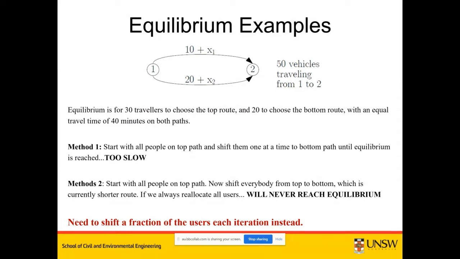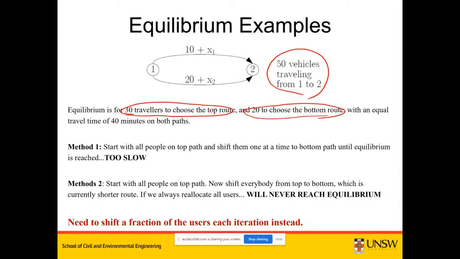We have 2 links or 2 paths. 50 vehicles are going from 1 to 2. And at the equilibrium, 30 travelers will end up choosing the top route and 20 travelers the bottom route. And that leads to the equal travel time between the 2 paths. Gives us 40 minutes.